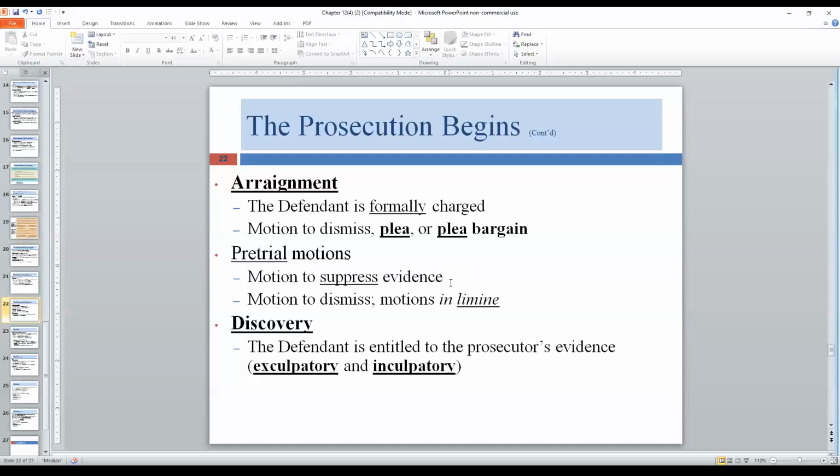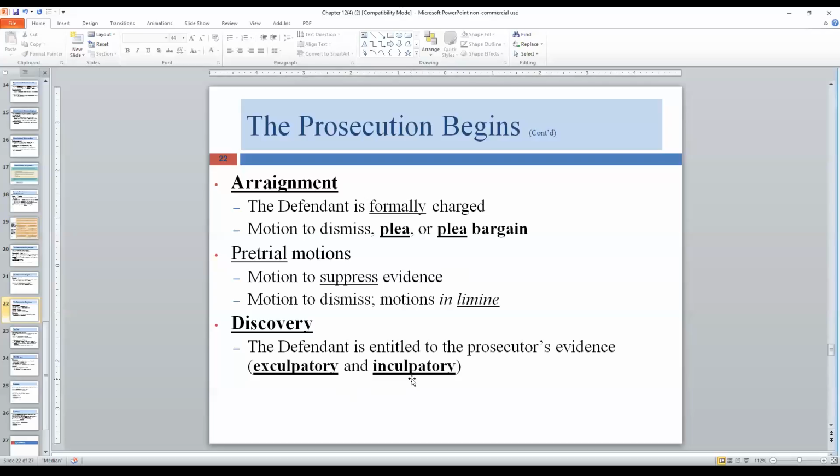For one thing, it's a one-way aspect. The prosecution shares information with the defense, but the defense is not required to share information with the prosecution. In fact, the defendant is entitled to exculpatory and inculpatory evidence that the prosecution has. So what is exculpatory evidence? This is evidence that tends to point to the defendant not being guilty. Inculpatory evidence is evidence that tends to point to the defendant being guilty.